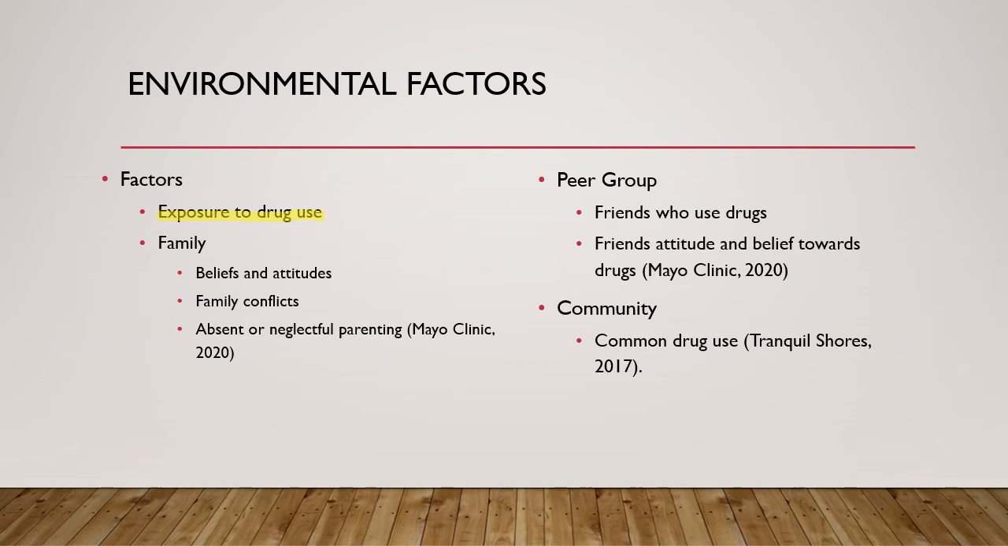Our next factor is family life. We have familial factors here. So family beliefs and attitudes are something that influence a person's likelihood of developing substance use disorder. If an individual has family who have beliefs that substance use and substance abuse is very bad, unacceptable, they don't condone that type of behavior at all, then the individual is less likely to ever try substances or repeatedly try them.